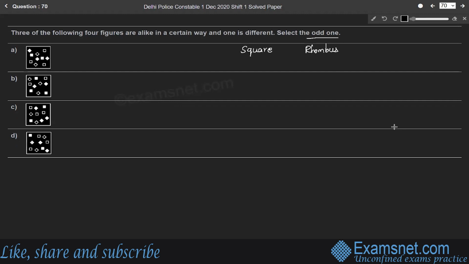So some squares are shaded. Some squares are not shaded. Some rhombus shapes are shaded. Some are non-shaded, right? So here, let us consider figure A, B, C, D separately, right?